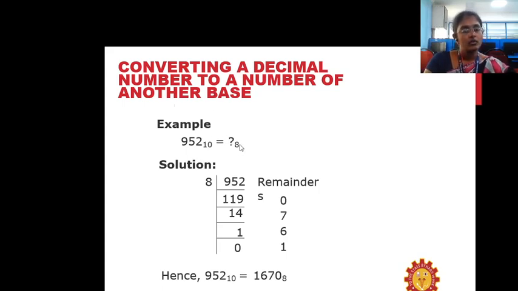So see here, the number we have to convert, we have to divide it. 952, if we divide it by 8, the quotient value will be 119 and the remainder will be 0. Then this will be the remainder, so now we have to record the remainder.